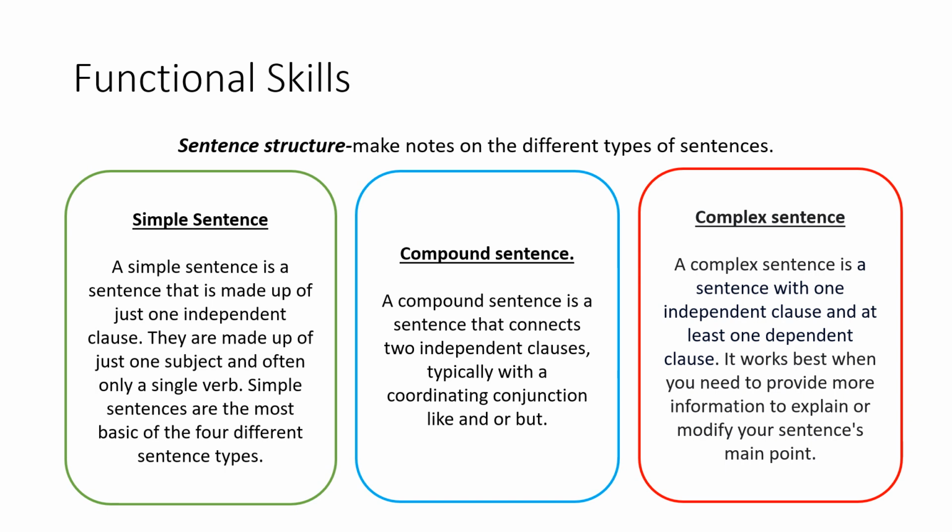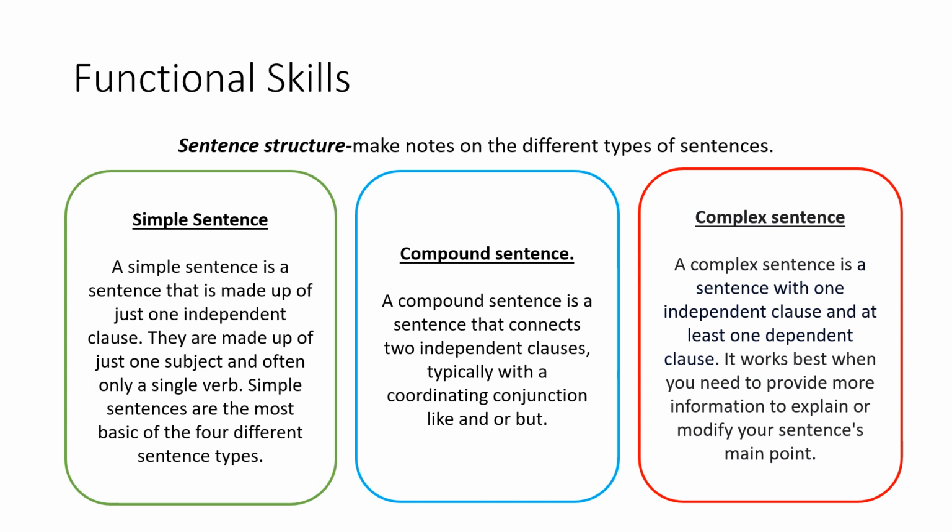So we've got our dictionary definitions here, so if you want to pause it and go through, feel free, and I'll just read through them in a bit more detail as well. So a simple sentence is a sentence that is made up of just one independent clause. They're made up of just one subject and often only a single verb. Simple sentences are the most basic of the 4 different sentence types. So essentially they're going to have a very simple idea. So I went to the shops, full stop.